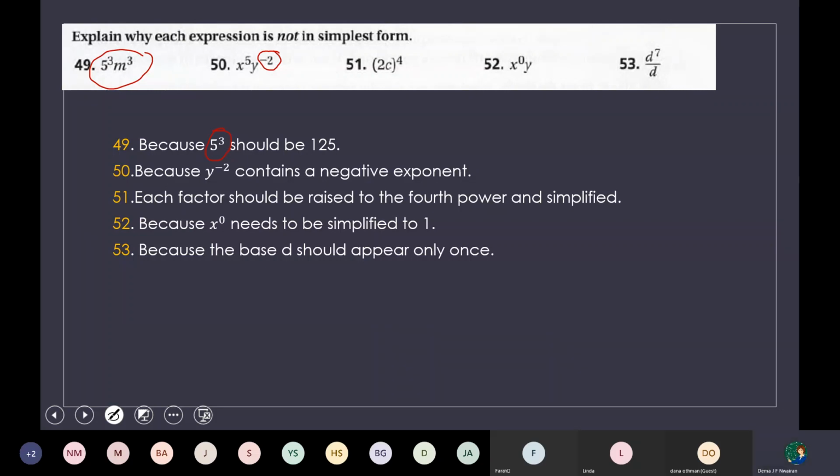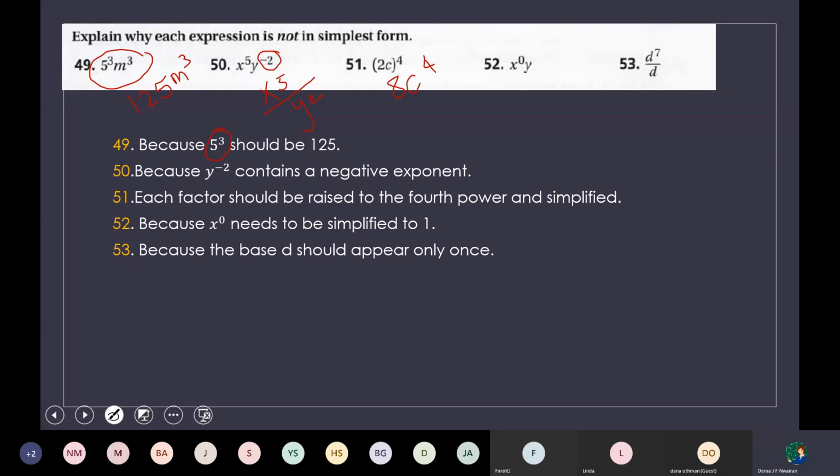Number 51. Here, 2 times c raised to the power 4. Is it in the simplest form? No, because there's a product and this product is raised to 4. So I just want to raise each factor to 4 and then find the answer. It will be 8c raised to the power 4. Here it will be x to the power 5 raised to 2. Here it will be 125 m cubed. It must be written in the simplest form.